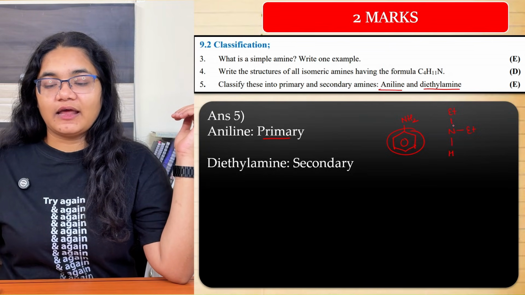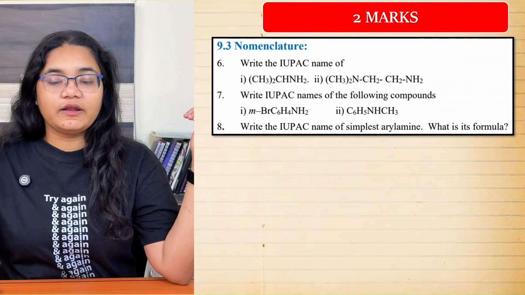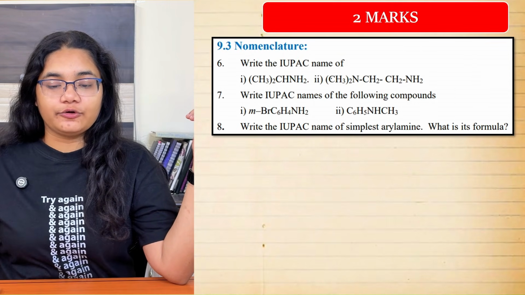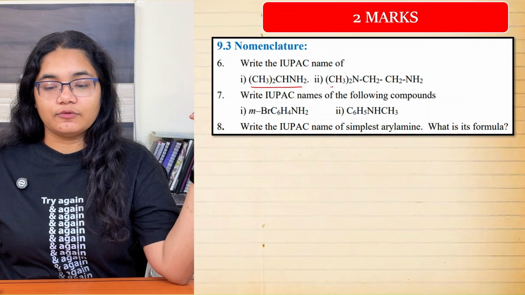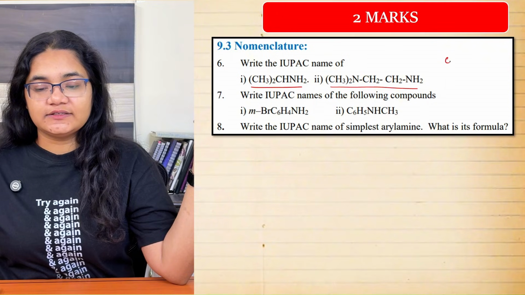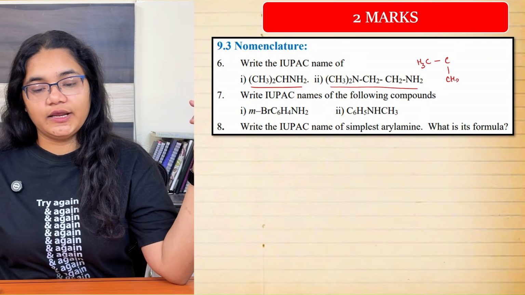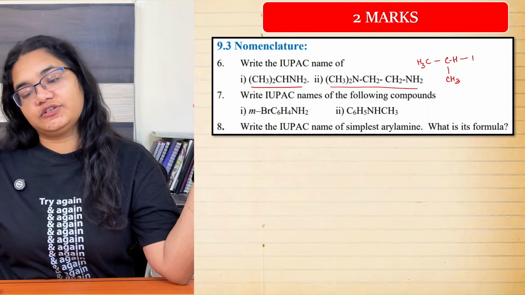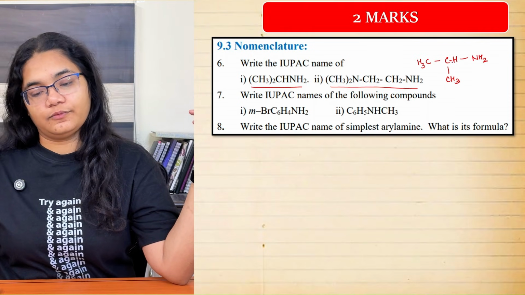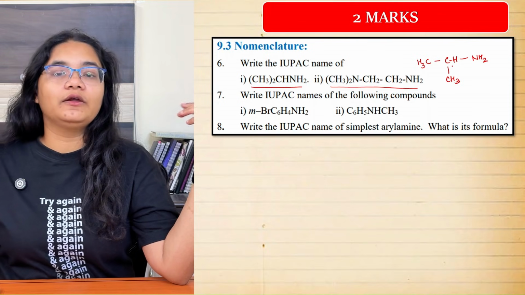Okay, now if you have diethylamine, this is a secondary amine group. Now coming to the next one, nomenclature: write the IUPAC name for the given compounds. So the first one, you can see you have a structure like this, CH3, CH3, CH, NH2, right? So you can write this structure like this: 1, 2, 3, propane-2-amine.